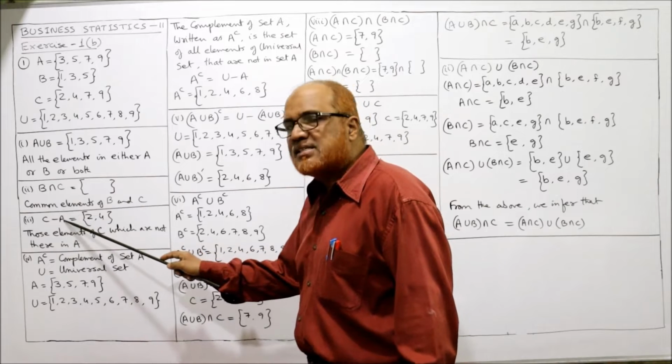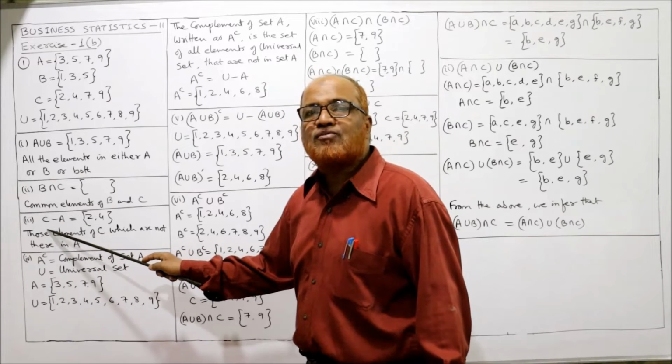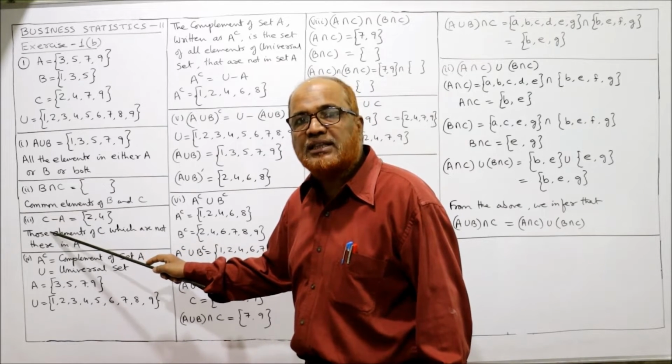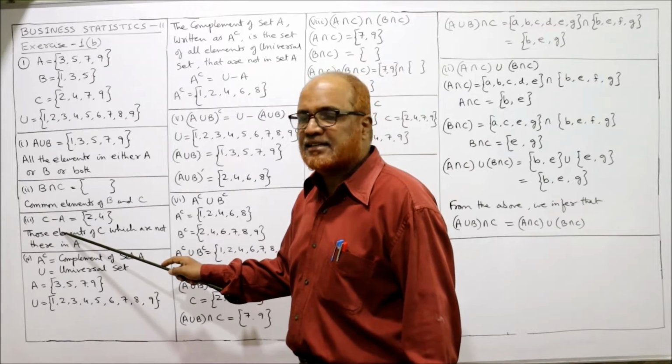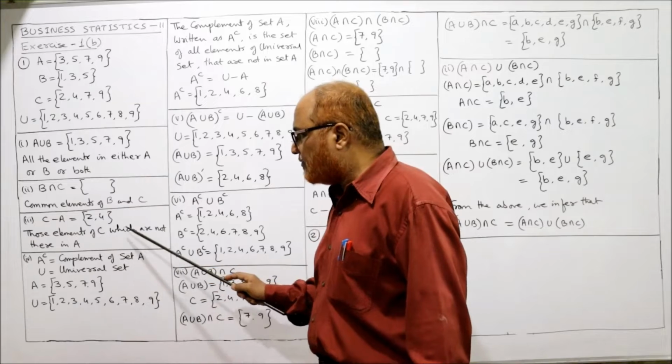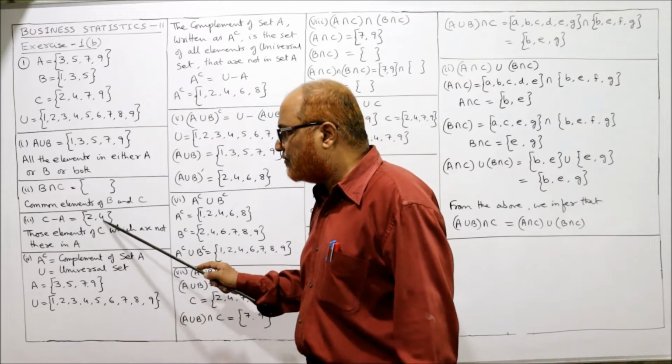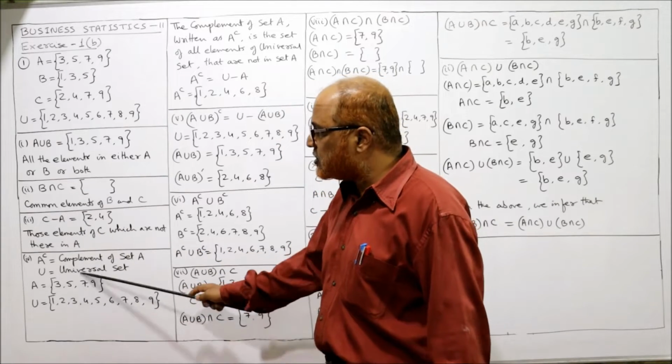So what do you mean by C minus A? All the elements of C which are not there in A set. So those elements of C which are not there in A: 2 and 4. That's it. 3 operations completed.